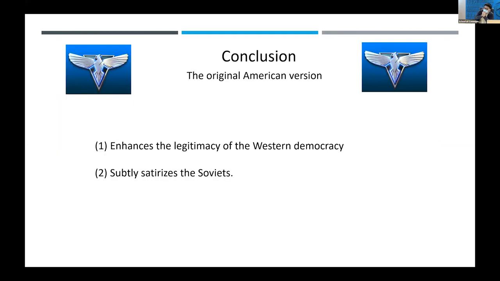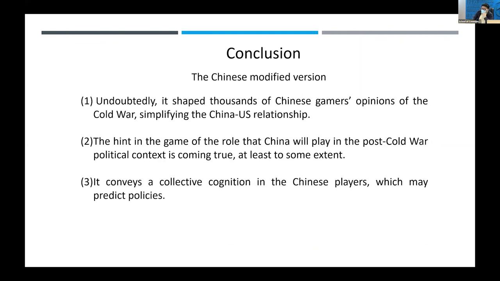Okay, as for time interest, I don't want to continue this. So in conclusion, what does the original American version tell us? It is clear that the American version of the game enhanced the legitimacy of Western democracy and subtly satirized the Soviets. But I think the Chinese version shows a more significant message to us than the original version.